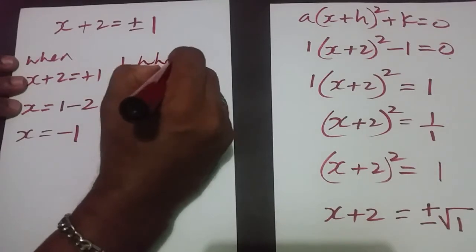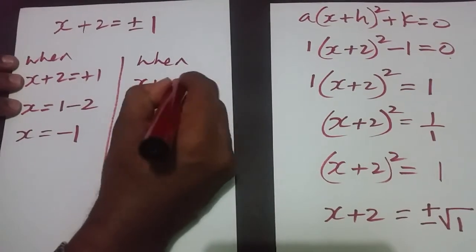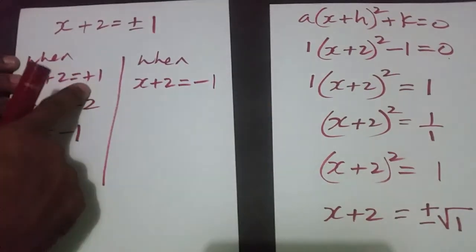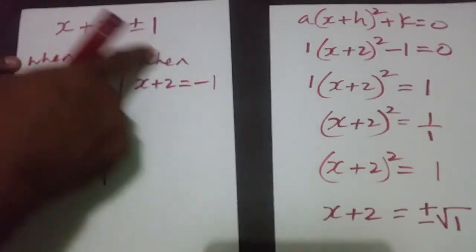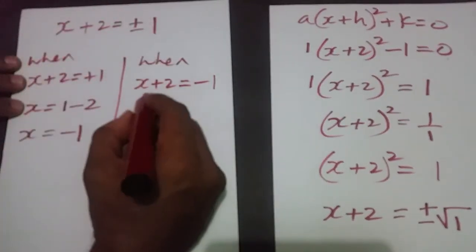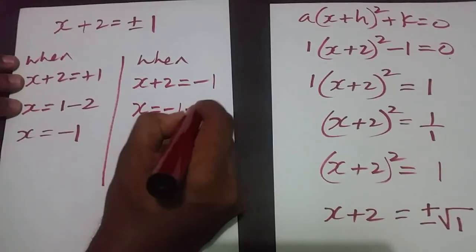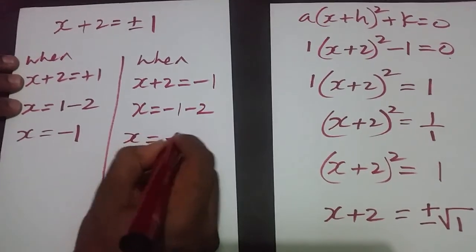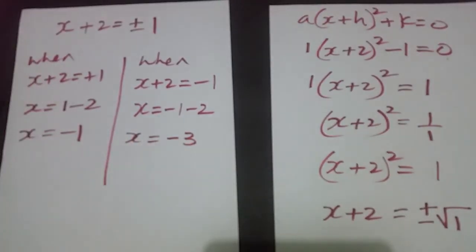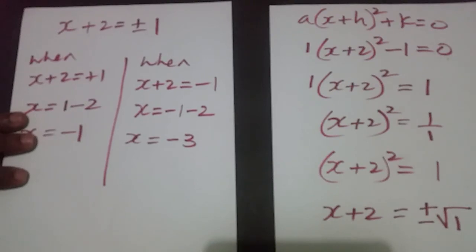So the next one would be when x plus 2 equals negative 1. So in one case I use a positive, and in the other case I use a negative, and this is how you get the two answers. So x would be equal to negative 1 minus 2, x would be equal to negative 3. And those were the two answers we got in yesterday's session when we solved using factorization method and quadratic formula method.